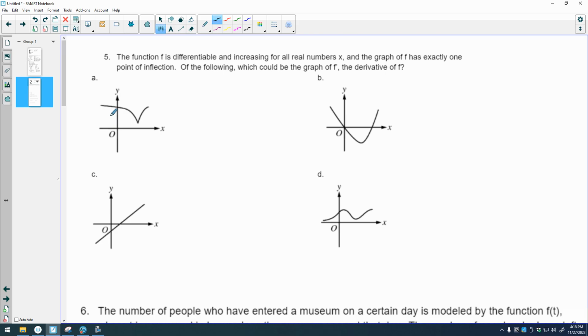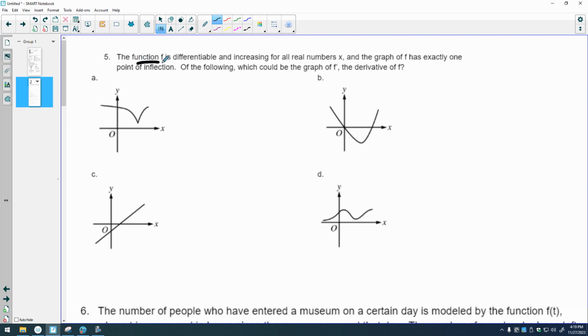Being able to read a graph is super critical, so we're going to talk through this one pretty thoroughly. So f is some function that's differentiable and is increasing for all real numbers, and the graph has exactly one point of inflection. So let's work our way through those 3 statements, and make sure we know what we're looking at.